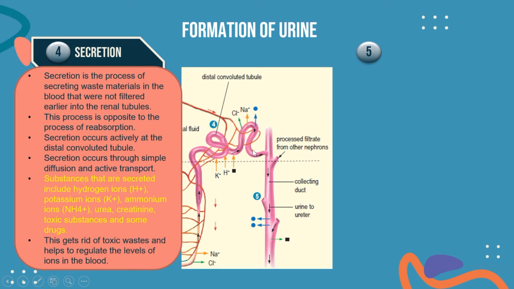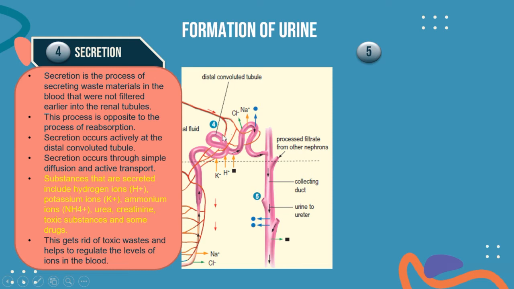So this is our distal convoluted tubule. What process occurs here? Secretion occurs here. Secretion is the process of secreting waste material in the blood that was not filtered, maybe some toxic waste that was not filtered in the glomerulus. This waste material will be secreted.